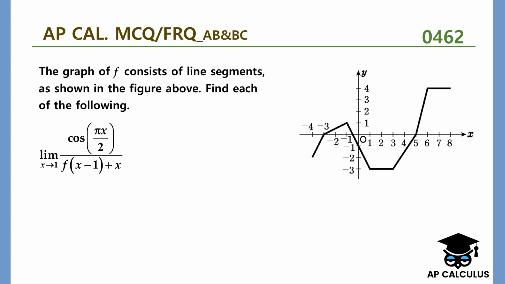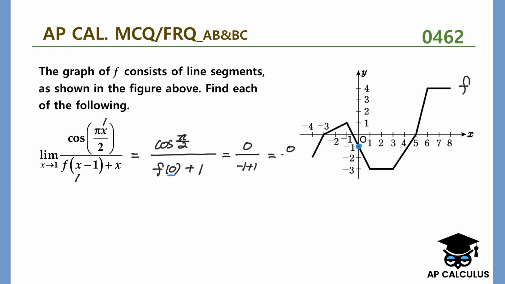Let's substitute 1 for x. So in the numerator, we have cosine pi over 2. In the denominator, we have f of 1 minus 1, which is f of 0, plus 1, right? Cosine pi over 2 is 0, over, what's f of 0? Here we have a graph of f, and when x is 0, y is negative 1, right? So the function value is negative 1.